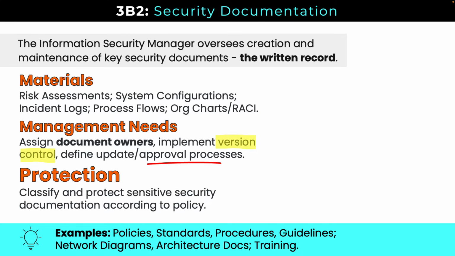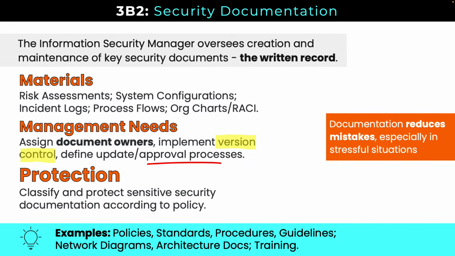For example, we'd see policies, standards, procedures, guidelines, network diagrams, architecture docs, training documents, incident response plans. The information security manager from a high level is going to have eyes on these processes to make sure these documents are created, that they exist, and that they are well maintained. At the end of the day, documentation reduces mistakes, especially in stressful situations.